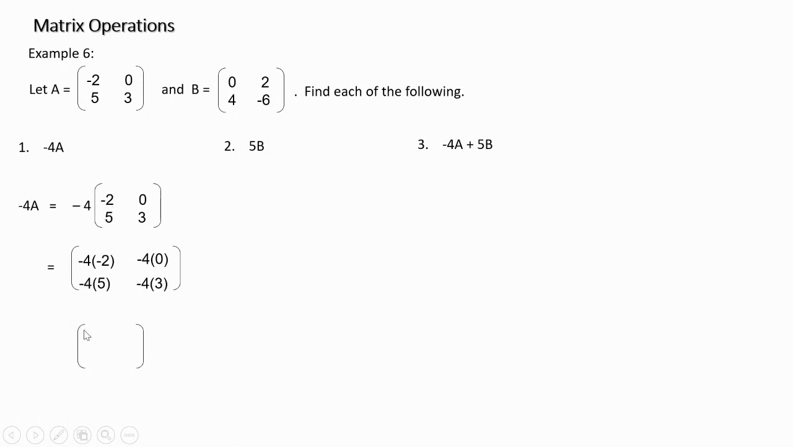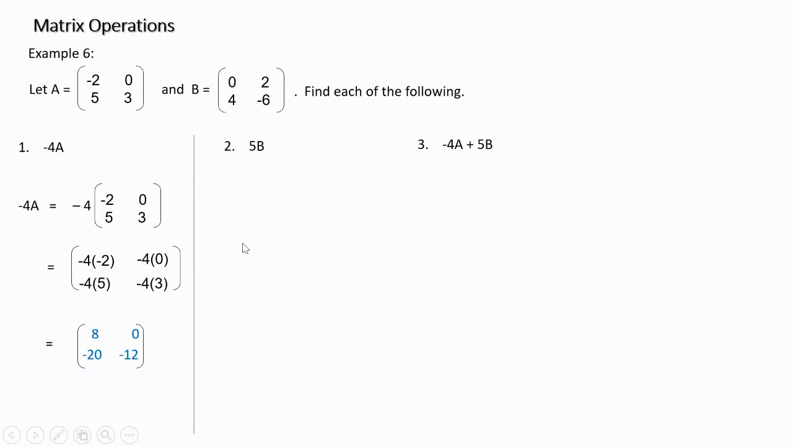Negative 4 times negative 2 will give us an 8. Negative 4 times 0 will give us a 0. Negative 4 times 5 will give us a negative 20. Negative 4 times 3 will give us a negative 12. So that's my result of negative 4 times matrix A.